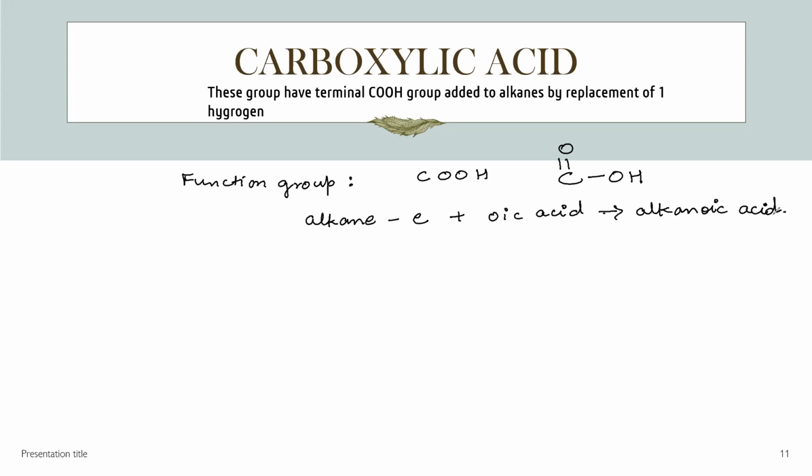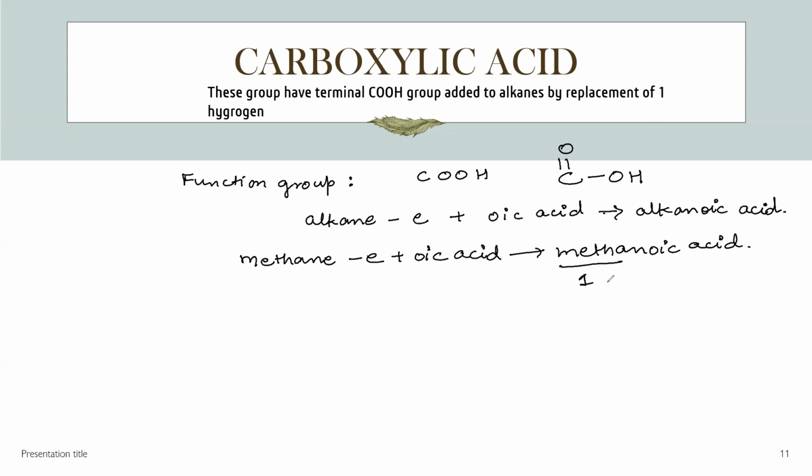Let us draw the first member now. So we have methane. I will drop the E and will add the OIC acid group. So the name would be methanoic acid. So meth means how many carbons? Meth means one carbon. So I will draw one carbon.